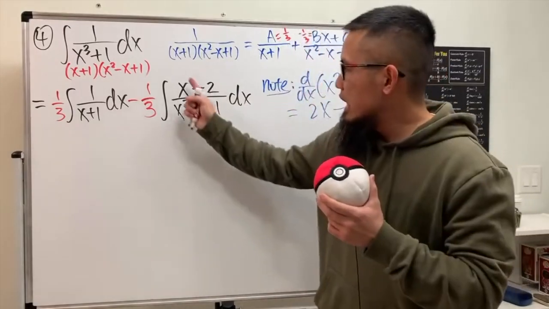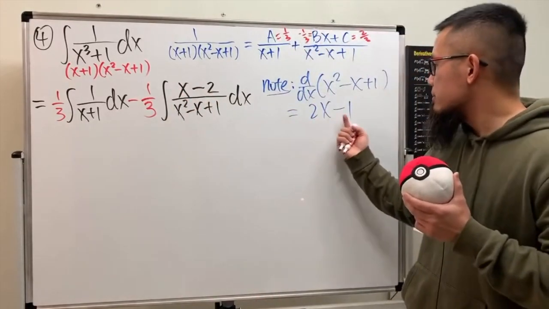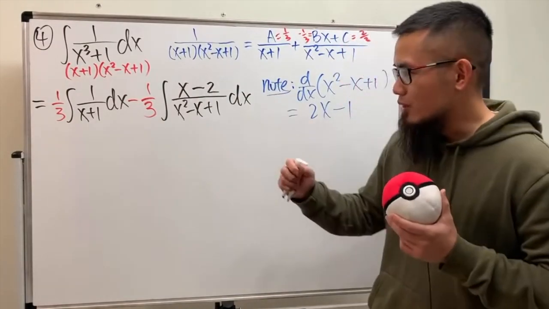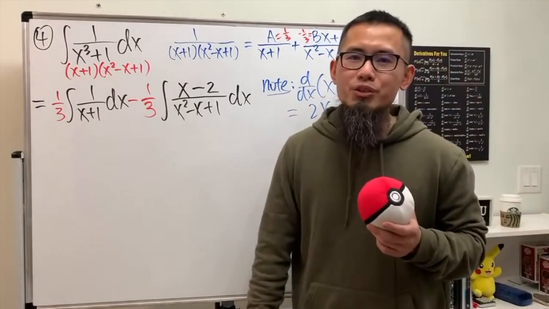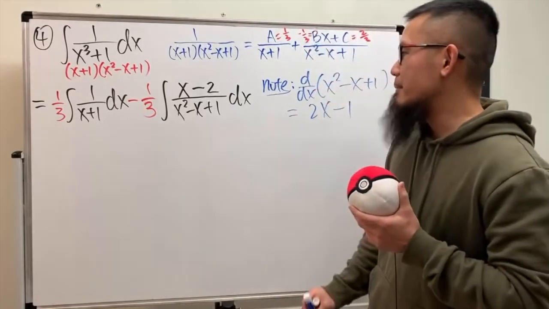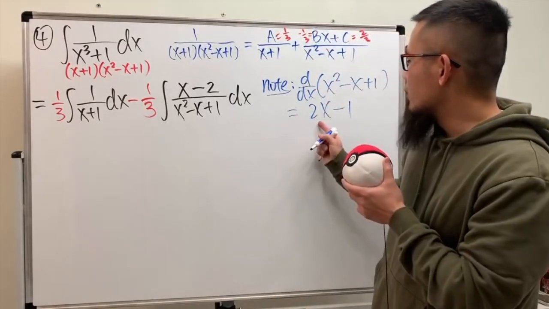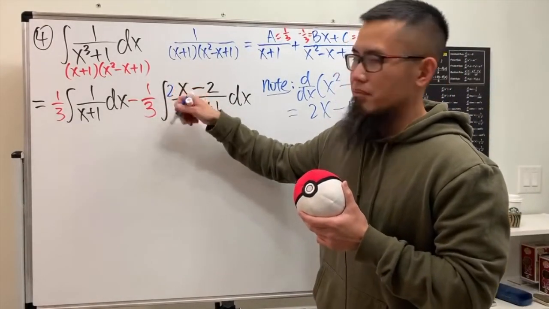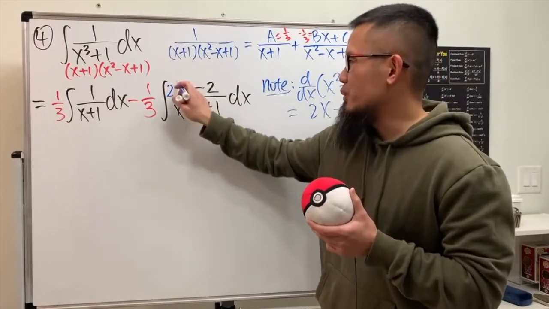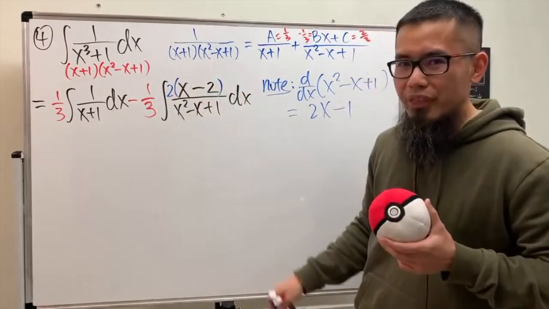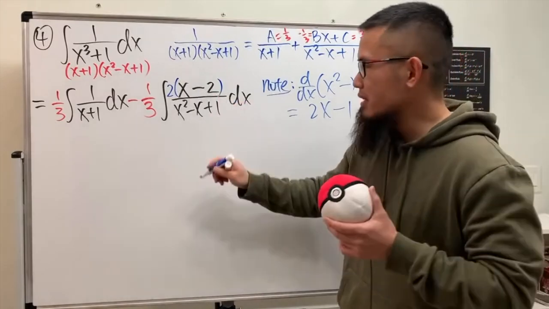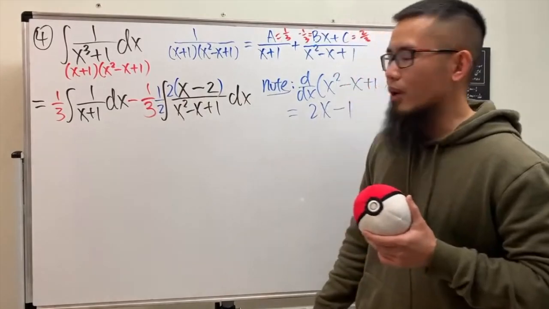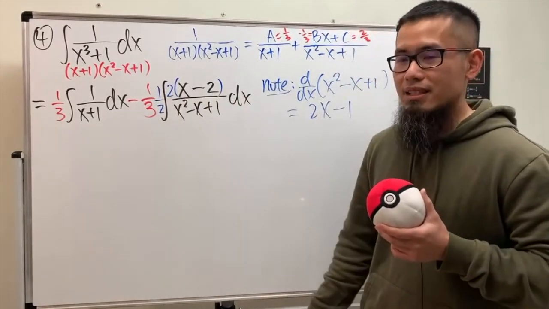Wouldn't it be nice if the top right here is 2x minus 1? That would be so nice, isn't it? Because then we can just do a very easy u-substitution. So let's try to make that happen. Well, we need to have a 2x. We need to have a 2 right here. It's okay, just multiply this by 2. No, not really. We have to do the same for the whole thing. And this is not complete yet, because when you multiply the top by 2, make sure you divide by 2 as well. So we are going to do that.